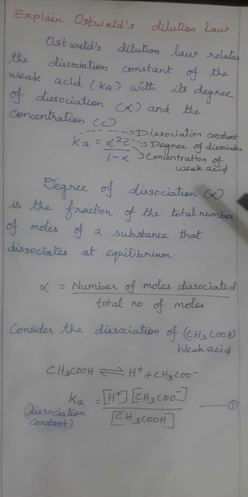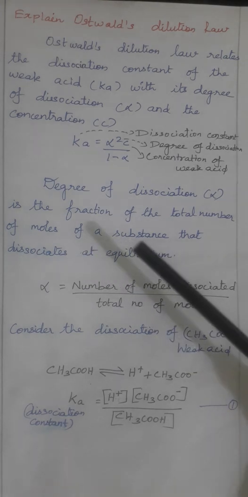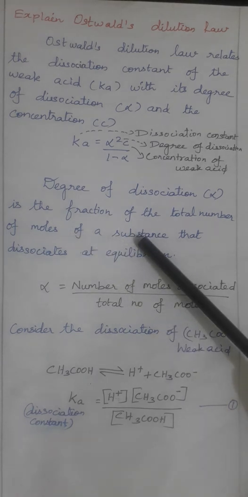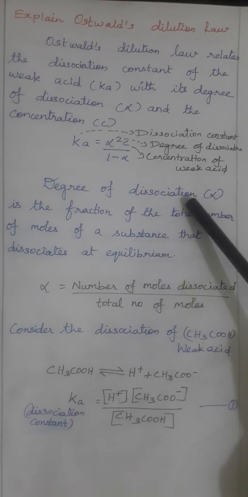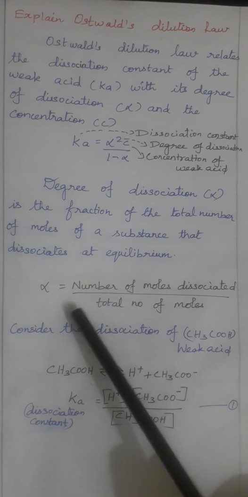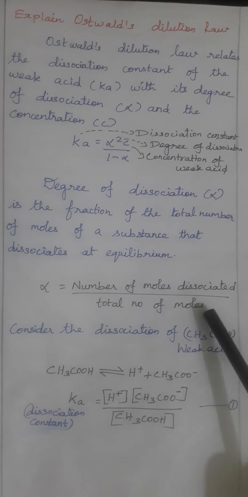What is degree of dissociation? Degree of dissociation is the fraction of the total number of moles of the substance that dissociates at equilibrium. At equilibrium, how many moles of the substance are dissociated? That is the degree of dissociation. What is the formula for degree of dissociation? Alpha is equal to the number of moles dissociated divided by the total number of moles.